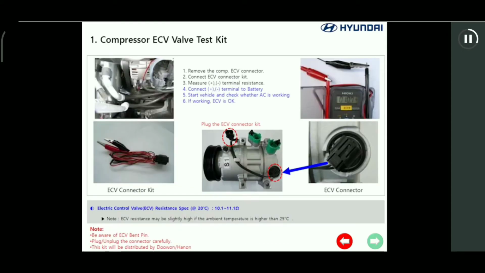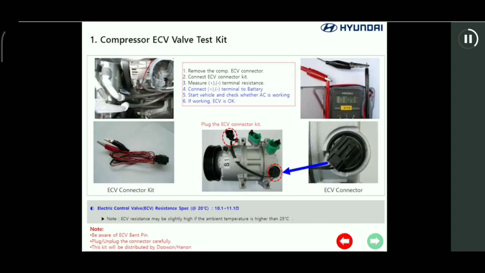Compressor ECV valve test kit. Nowadays the compressor majorly works with the help of ECV, that is, electronic control valve. This valve controls the function and load of the compressor based on the driver's input. If this ECV is having some issues, we can check the following steps for diagnosing.